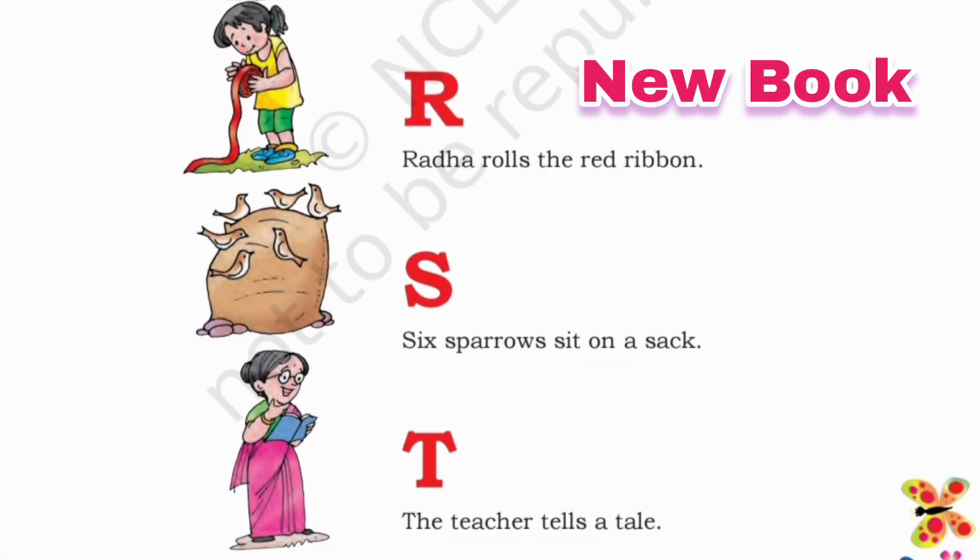Next alphabet is R. Radha rolls the red ribbon. Here Radha, rolls, red and ribbon: these four words start with the alphabet R. S. Six sparrows sit on a sack. In this sentence, six, sparrows, sit and sack start with the alphabet S. Next is T. The teacher tells a tale. Here the, teacher, tells and tale start with alphabet T.